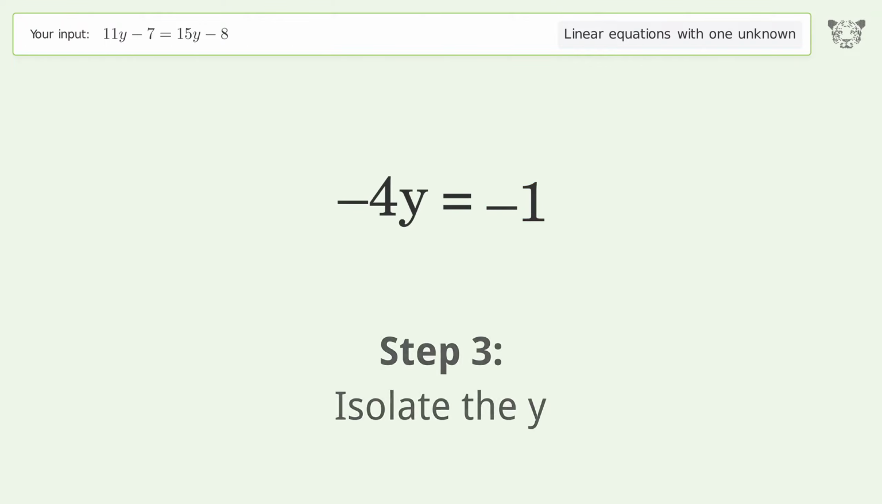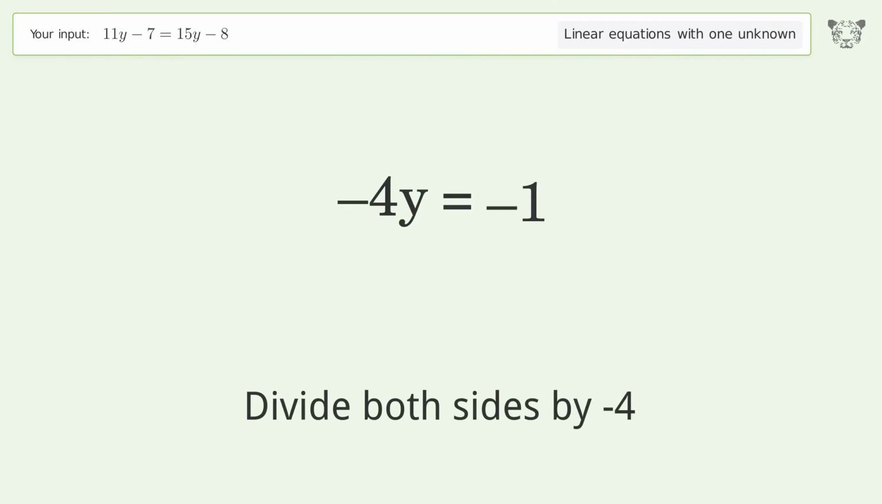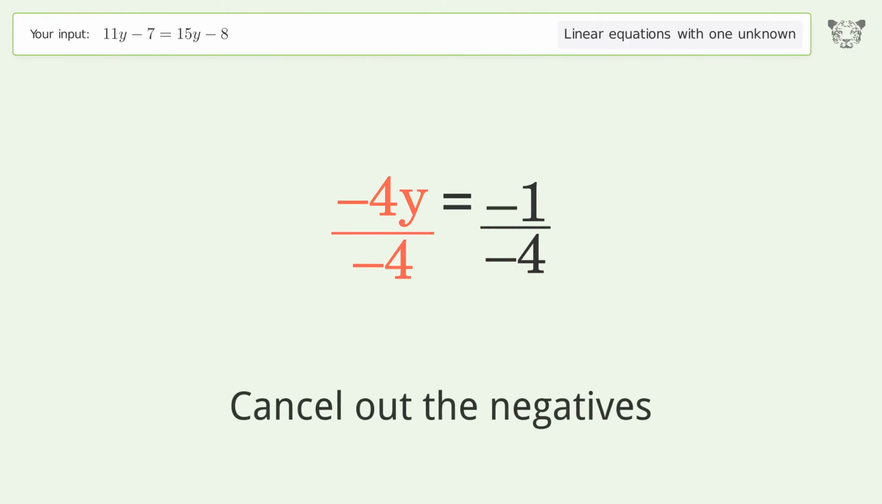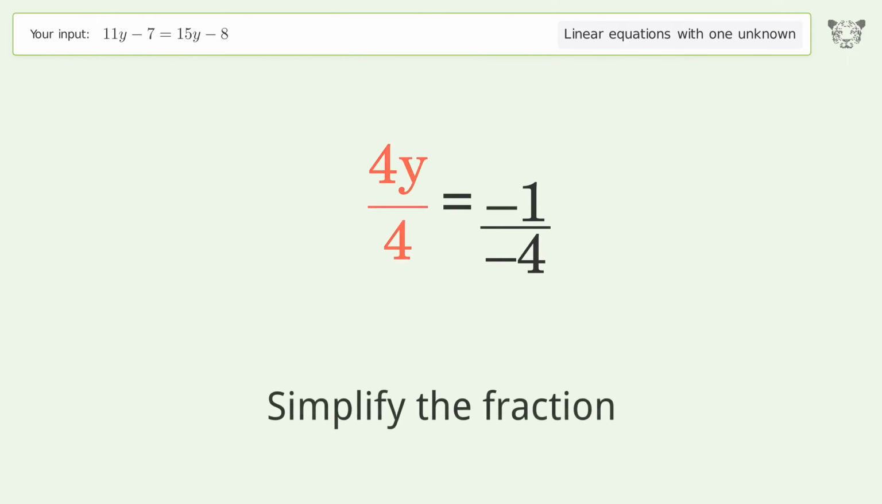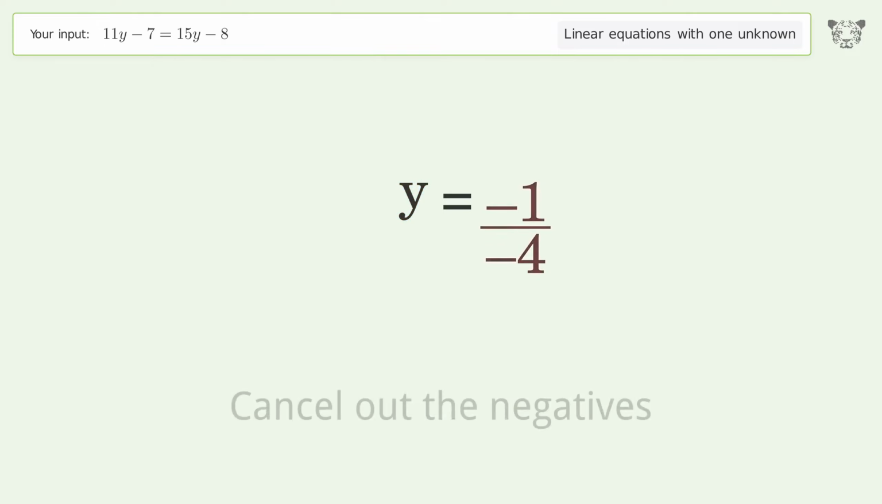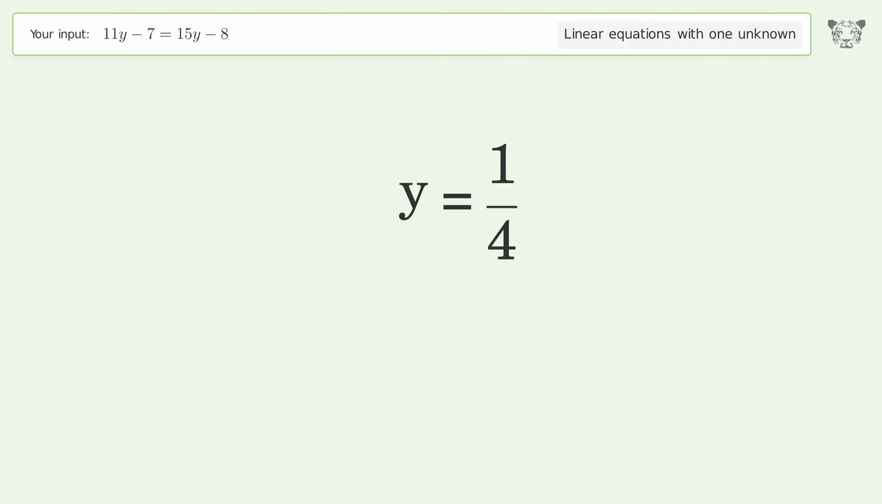Isolate the y. Divide both sides by -4. Cancel out the negatives. Simplify the fraction. Cancel out the negatives. And so the final result is y equals 1 over 4.